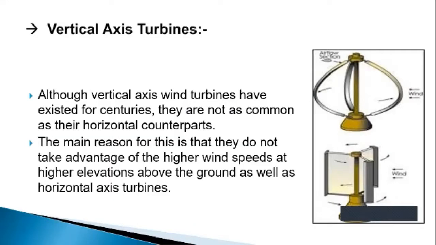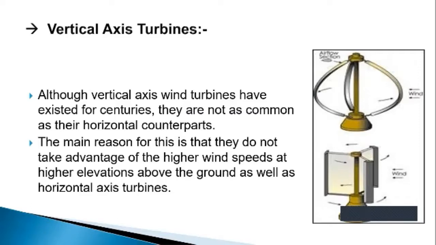Although vertical axis wind turbines have existed for centuries, they are not as common as their horizontal counterparts. The main reason for this is that they do not take advantage of the higher wind speeds at higher elevation above the ground as well as horizontal axis wind turbines.